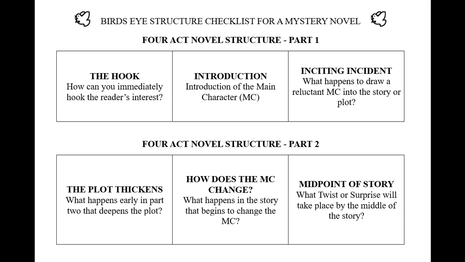The plot needs to thicken starting in part 2. What happens that will thicken the plot line? What happens that will make the stakes higher? What kind of pressure can you put on the main character as he or she proceeds into the story mystery? In part 2, you will also need to begin to show the first signs that the main character is being changed by this drama.